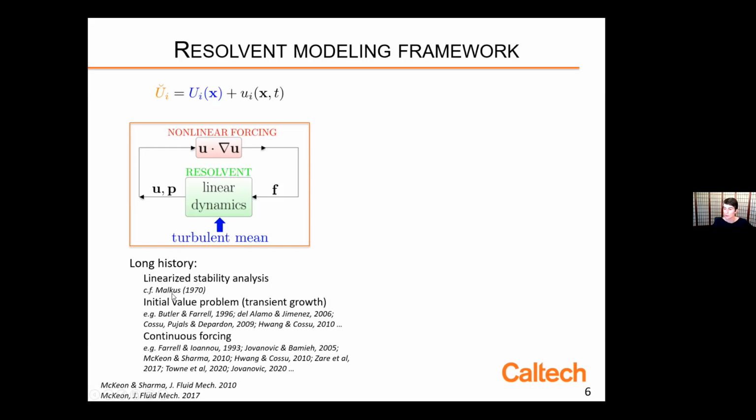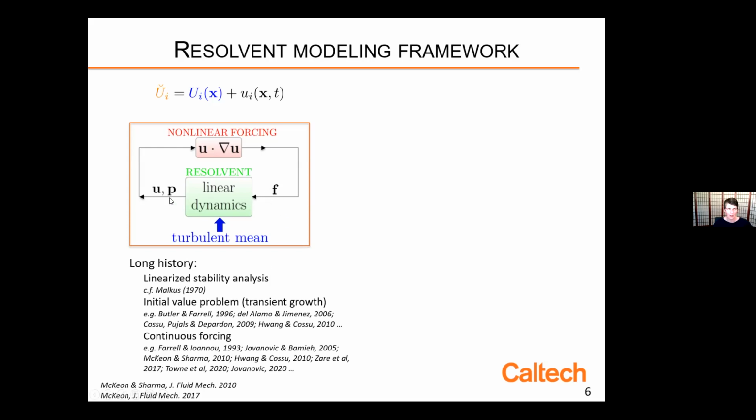So that was the proposal of Malkus. That turns out not to be true for these flows close to a wall. It is true for some other flows. Related to this setup is an initial value problem, or the transient growth problem. If I were to consider an input continuous forcing, then that work has been advanced by Farrell and Ioannou in '93. Jovanovic and Bamieh really set the foundation for thinking about this transfer function approach, this input-output idea.